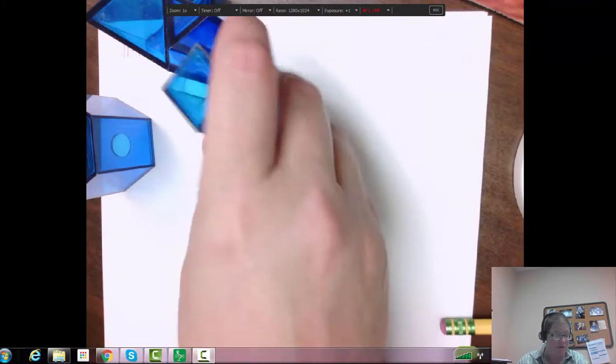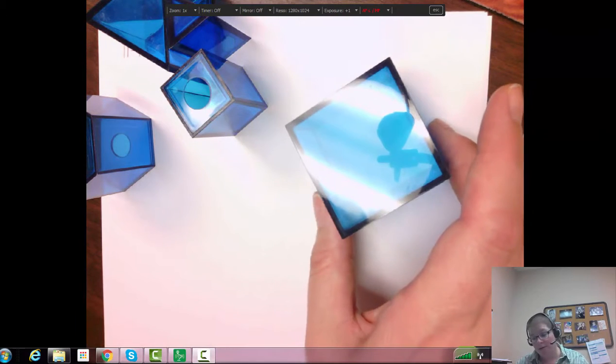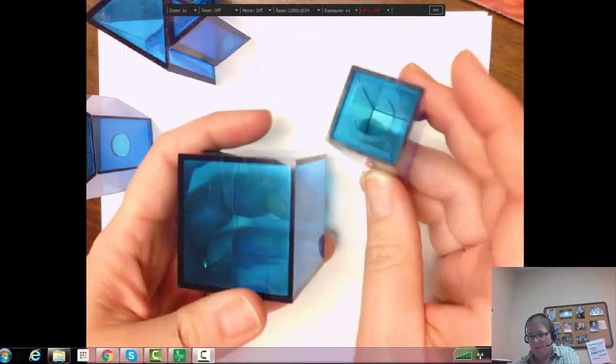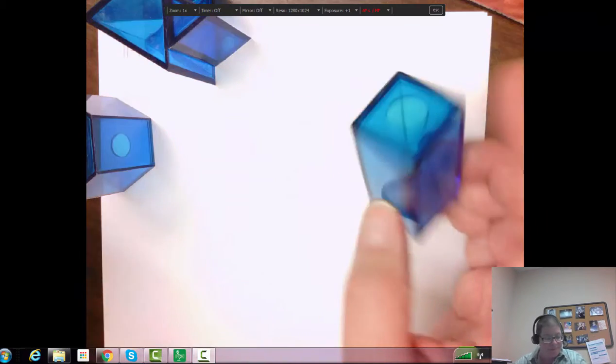This is a square prism. Both the bottom and top are square. This is a cube. A cube just means all the sides are the same. The sides of the square prism are longer. This one is a cube.